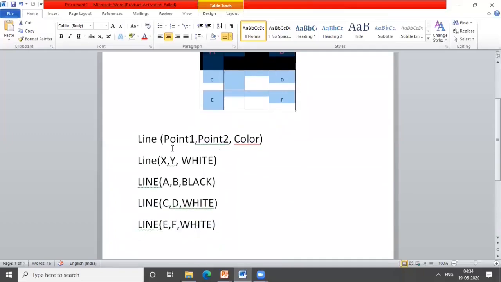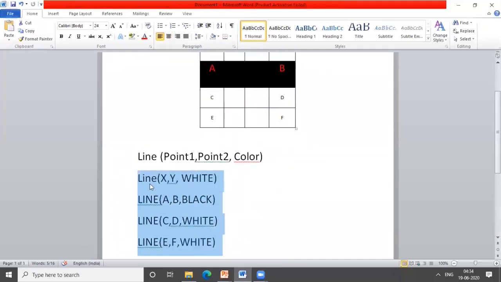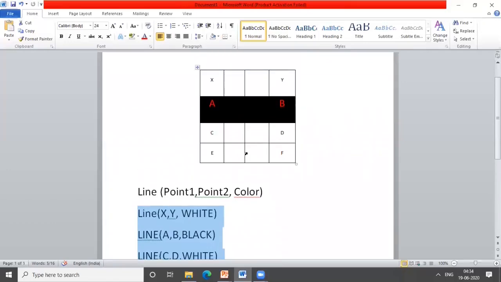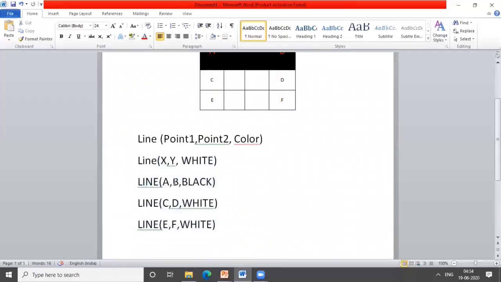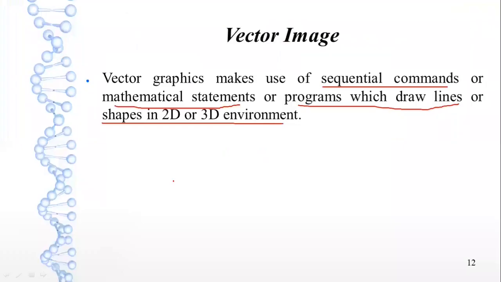So how is a vector image stored in the memory? By using some commands. So for example, if we have a line command in this case, then this image will be stored like this in the memory. So I hope you understood now the difference between vector image and raster image.